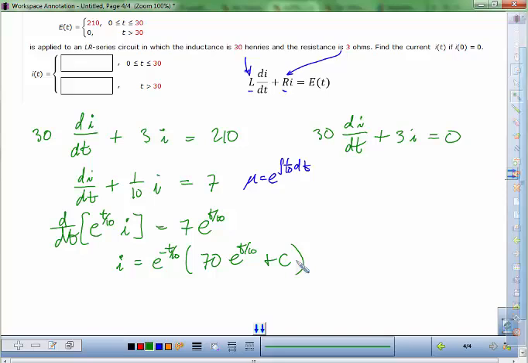So there's a plus c from the integral, and then I took the e to the t over 10 over to the other side, so that's why there's a negative power there. And we'll use I of 0 is equal to 0 as the initial condition. So when we put 0 in, this would just be 1, 70 times 1 plus c, and so that'll help us find c. C is equal to negative 70.